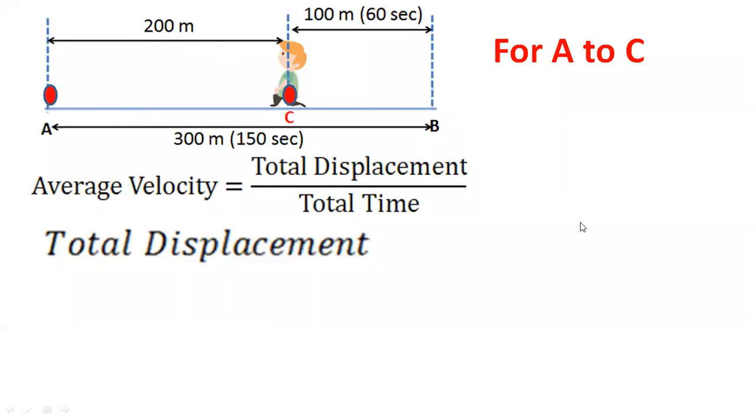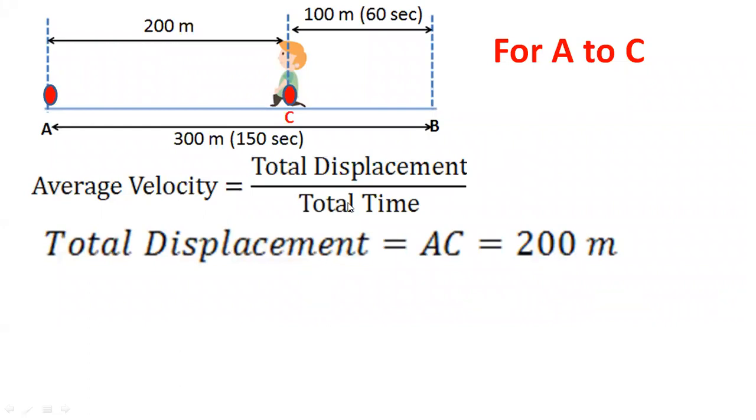So that is our answer. Total displacement would be AC. Why? Because this is the initial and final position. We are calculating displacement, no. So take only initial and final. Forget about B. We cannot take B. So the answer would be 200 meter.